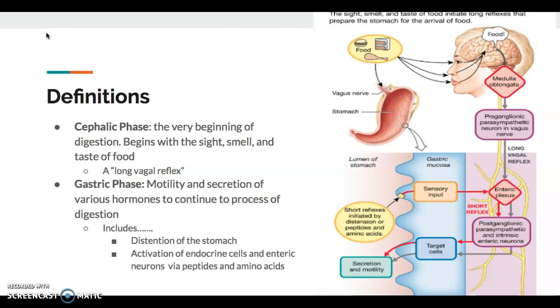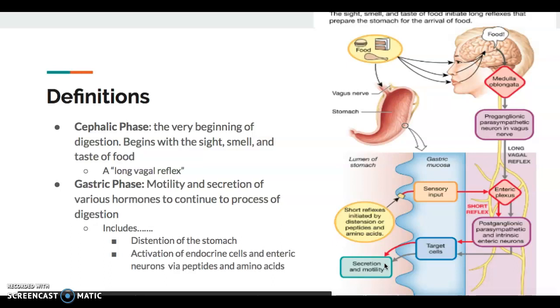So let's follow the lines for the cephalic phase. First, we see that this person is seeing, smelling, and potentially tasting food, which indicates to the brain that food is available, and the medulla oblongata sends a signal to the preganglionic parasympathetic neuron in the vagal nerve. So then we have a long vagal reflex. And then it goes to the enteric plexus, and we see both a short and a long vagal reflex. This then moves to the postganglionic parasympathetic and intrinsic enteric neurons, which innervate the target cells, and then there is secretion and motility of the food that we are eating.